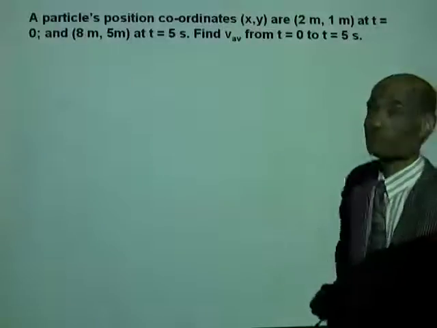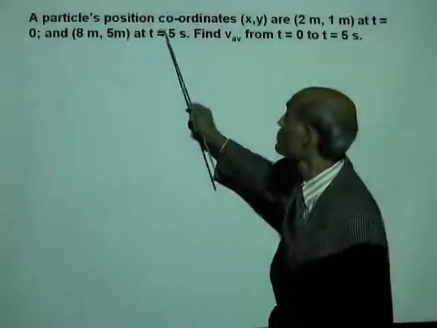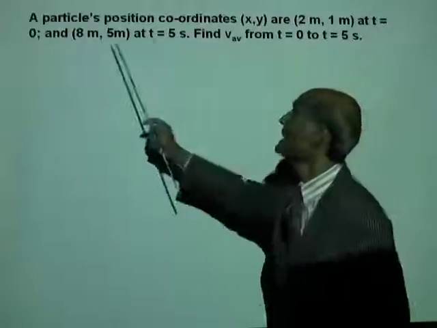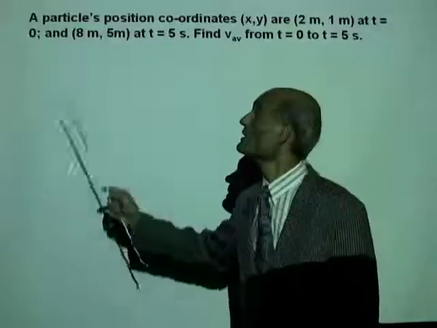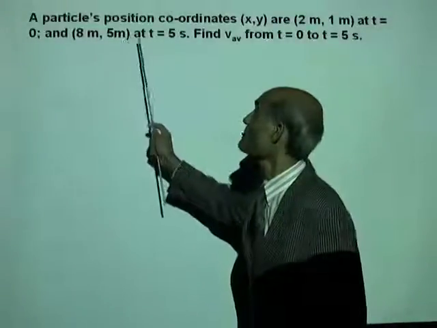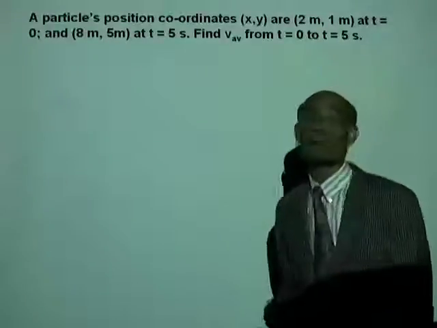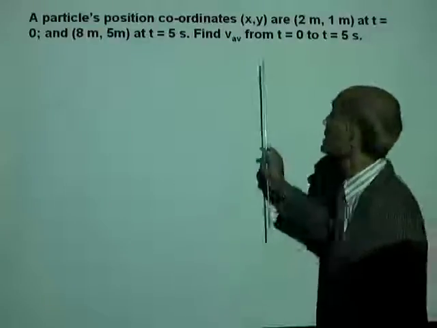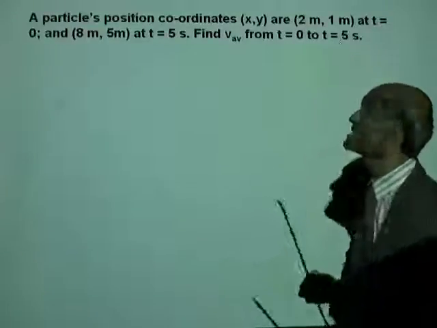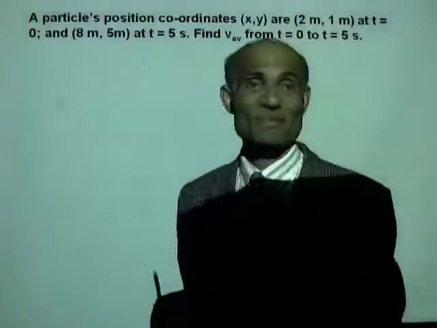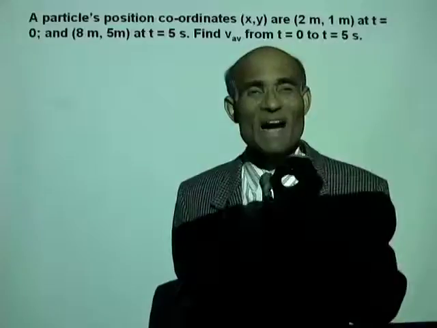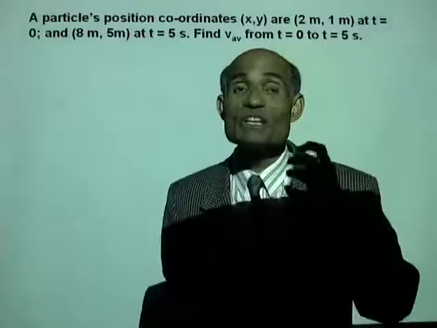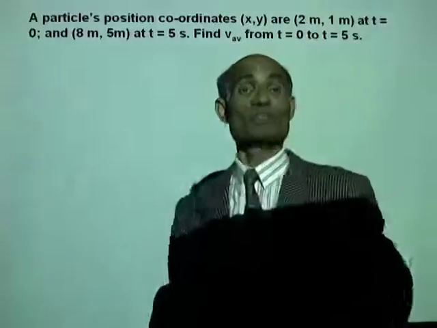Okay, let's do another problem. A particle's position coordinates x, y are 2 meter, 1 meter at t equal to 0 and 8 meter, 5 meter at t equal to 5 seconds. Find V average, the average velocity from t equal to 0 to t equal to 5 seconds. What is the definition of average velocity? Average velocity is the rate of change of position.